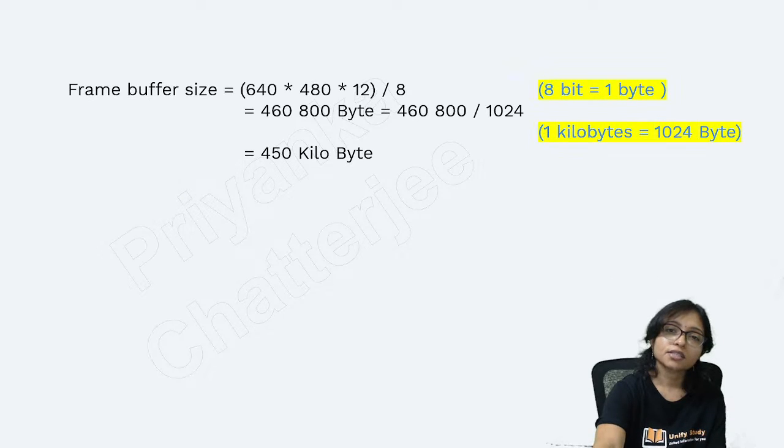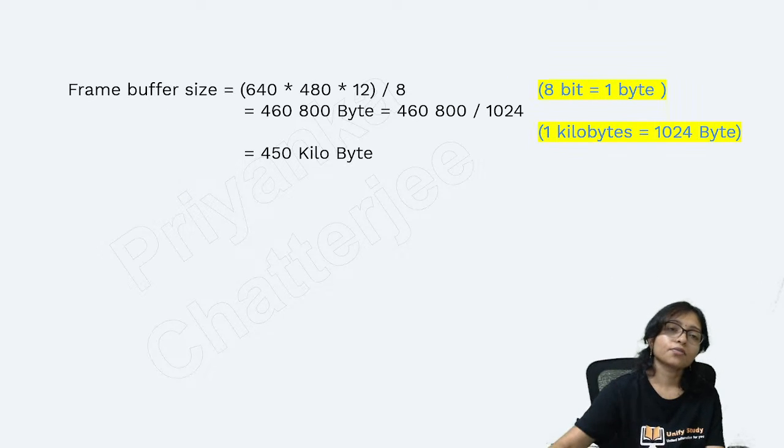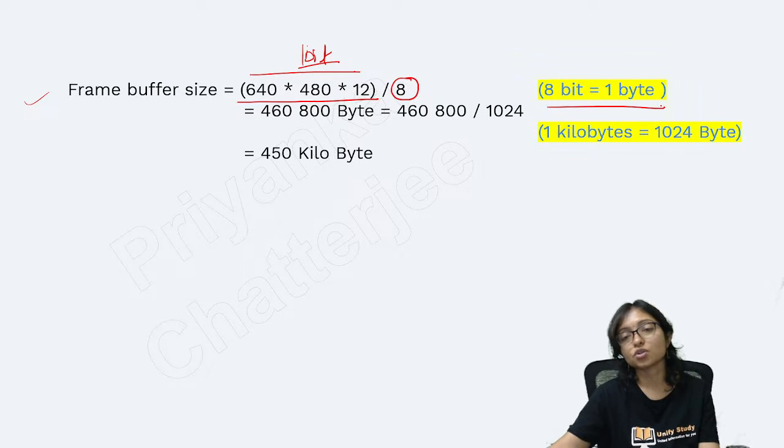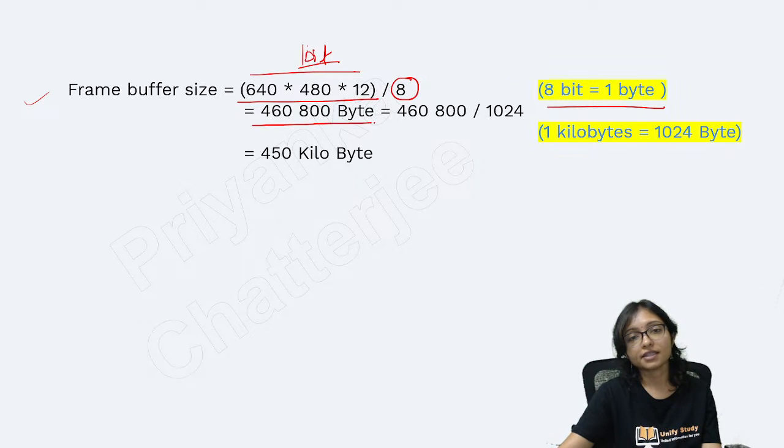Here your answer will be 450 KB, because for the frame buffer we have to do the multiplication. Then I have to divide by 8 because it is converted into bytes, because this answer will come in bits, but I have to convert into bytes. 1 byte equals 8 bits. Now after that I am getting the bytes.